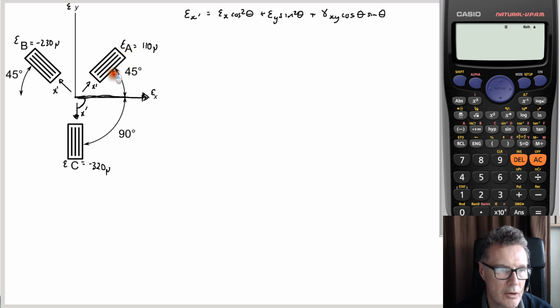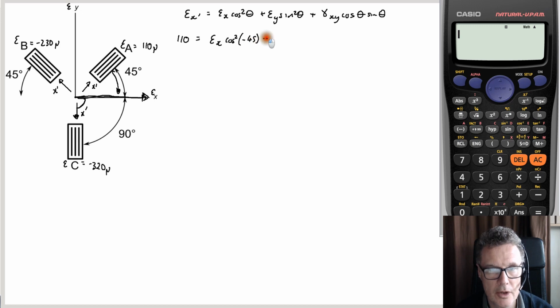So A, notice, has to go clockwise. If you're going clockwise, you're going in a negative sense. So you've got 110. That's the strain in the A direction. We don't know what the strain is along the X direction. We're going to rotate our strain in that A direction so that it's pointing in the X direction. So we've gone minus 45 degrees.